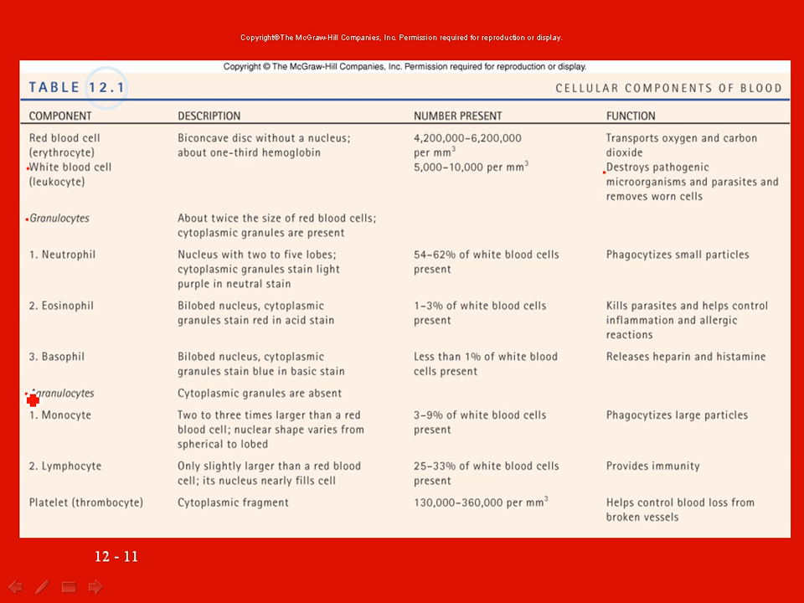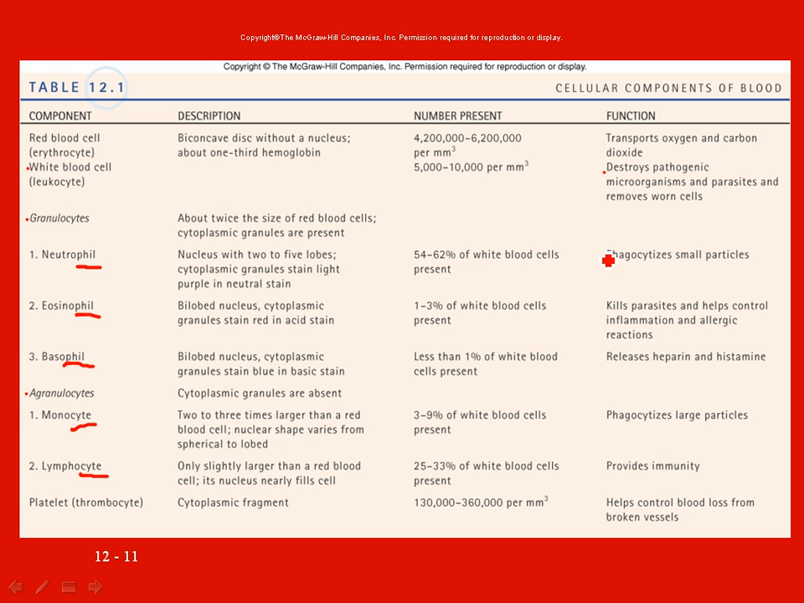Now, the easy way to remember that is if you notice all of the granulocytes end with "phil," okay? And all the agranulocytes end with "cyte." Okay? But you do need to know which are granulocytes, which are agranulocytes. You need to know the names of these 5 different white blood cells. Now let's look at the functions.